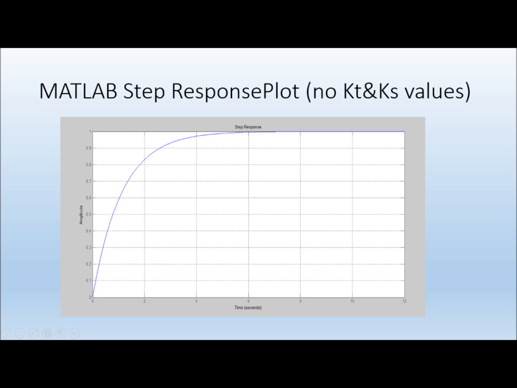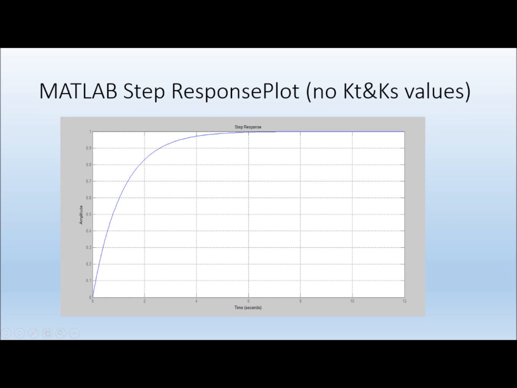Here we can see a graphed MATLAB step response of our original transfer function with the KT and KS values set to 1 and 0 respectively. On the x-axis we have time in seconds, and on the y-axis we have the amplitude. From the graph we can see that the response of our system rises at a pretty good rate, but our settling time takes about 6 seconds, which is not very good considering we're dealing with a control fin for an airplane.